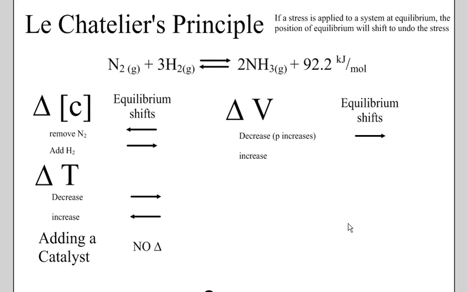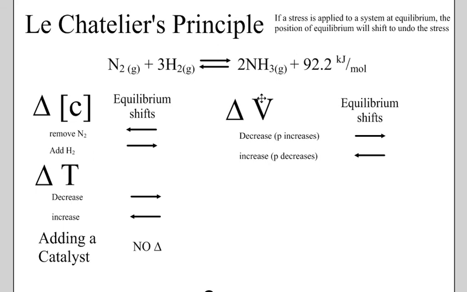And the opposite, if I increase the volume, that means I'm going to decrease the pressure. Now that system has more room to expand. There's less pressure. What can it do to use up or to replace that pressure? It will go to the side with more moles of gas. So from 2 moles to 4 moles, so it will produce more reactant. Again, that is specific to this system. You have to look at the number of moles. 4 moles to 2 moles. It's not always going to be the same.